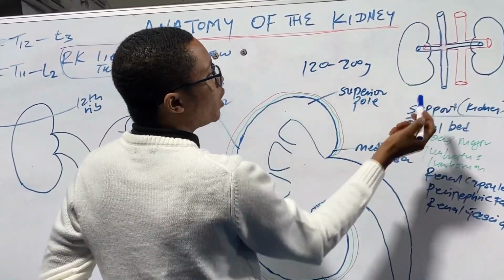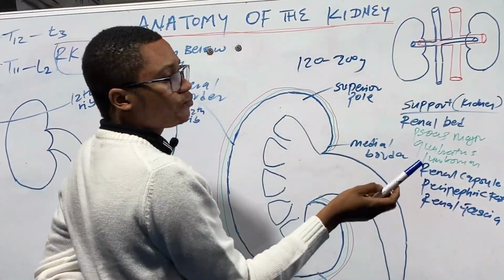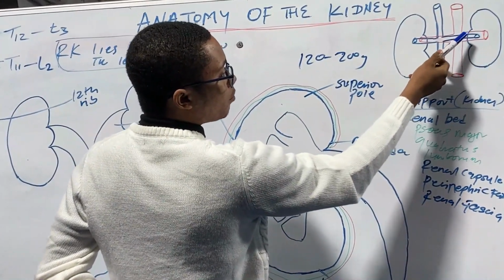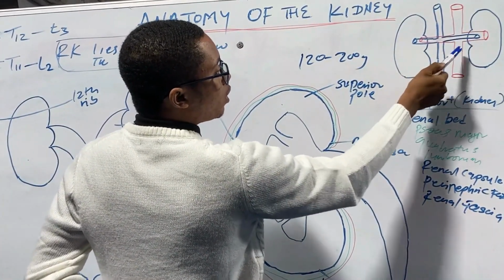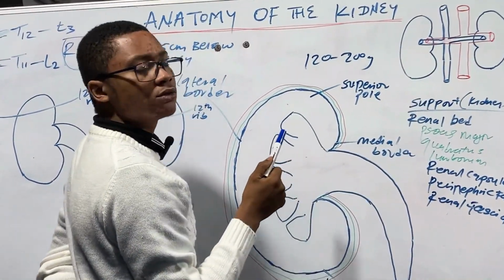As you can see from this diagram, this is the abdominal aorta, and this is the inferior vena cava. Between the vertebrae L1 and L2, the abdominal aorta gives off the renal artery, which branches into the kidney.